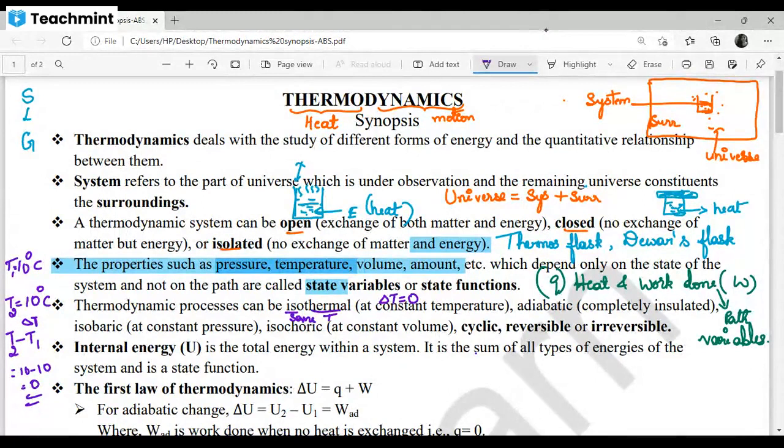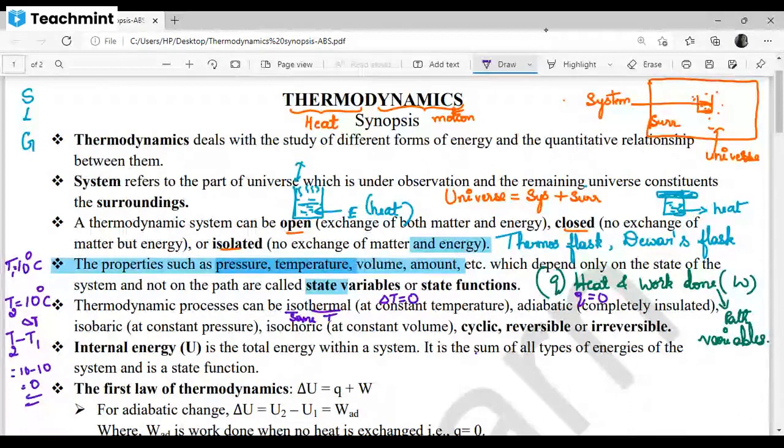Next comes adiabatic process. So here adiabatic means Q is 0. So heat is not liberated during the process. Heat is neither absorbed nor liberated. So there, heat exchange is not happening. That is why Q is 0.